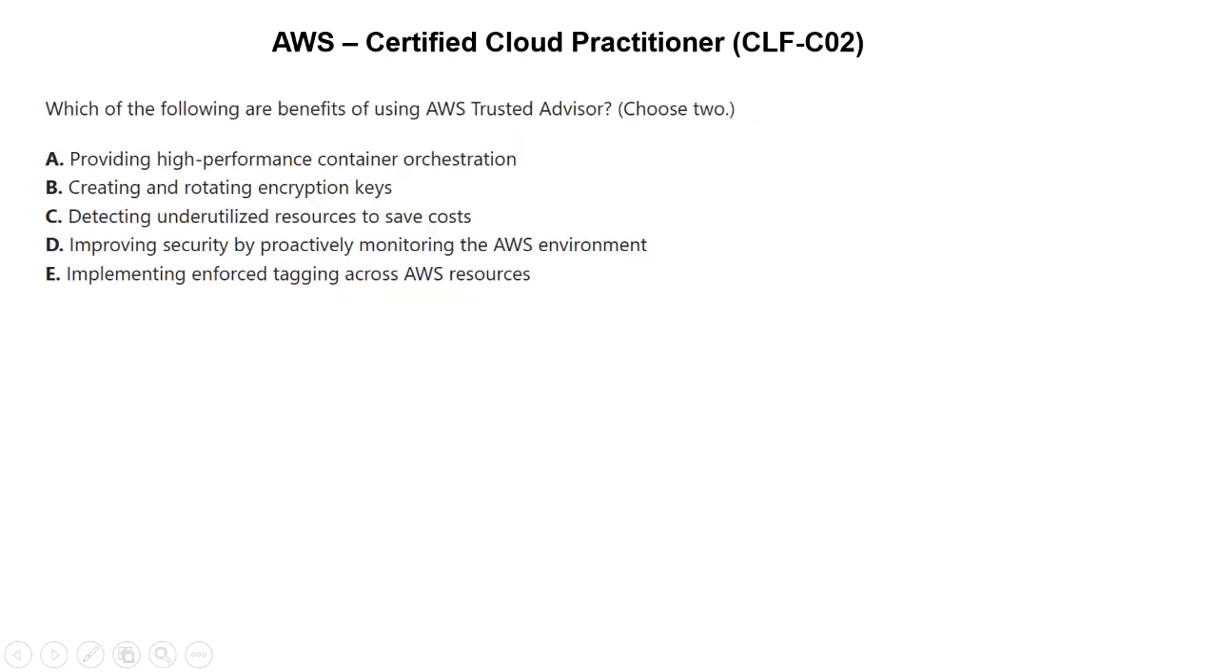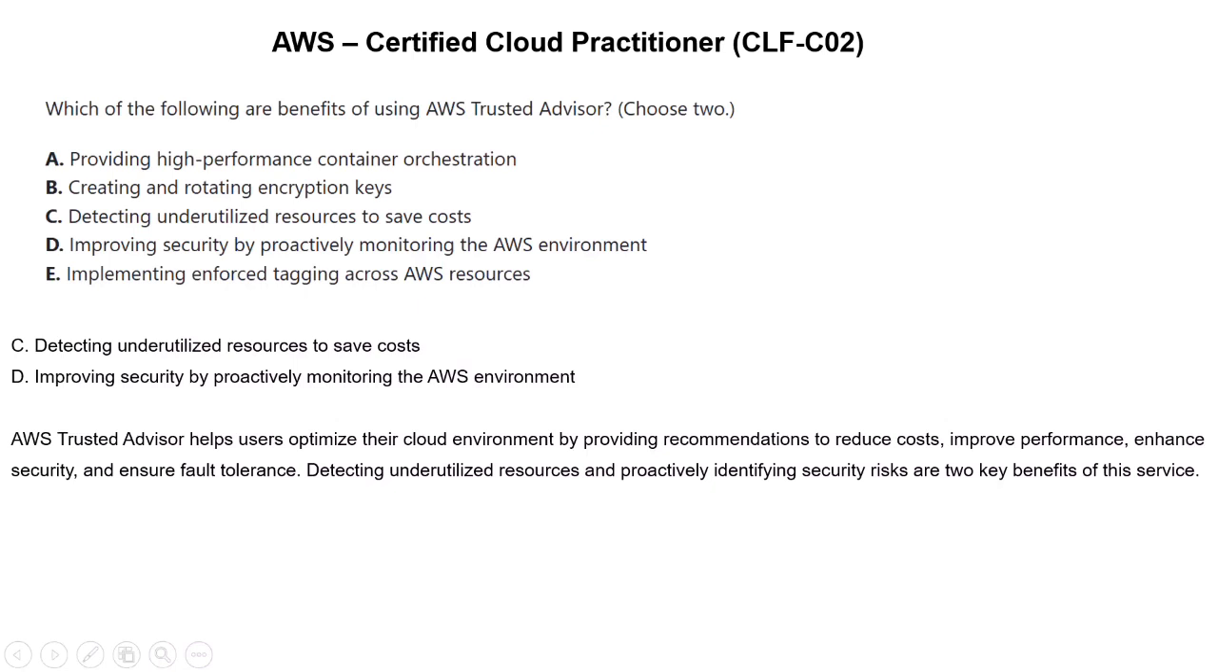Which of the following are benefits of using AWS Trusted Advisor? Choose two options. Option A. Providing high performance container orchestration. Option B. Creating and rotating encryption keys. Option C. Detecting underutilized resources to save costs. Option D. Improving security by proactively monitoring the AWS environment. Option E. Implementing enforced tagging across AWS resources.